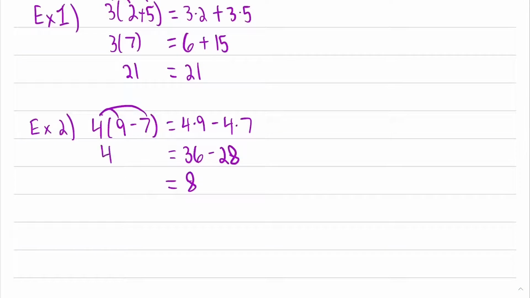Let's check and see if that's the same answer you would get the other way. 9 minus 7 is 2, so we did the parentheses first, and 4 times 2 makes 8. So with this example, whenever you have all numbers, maybe the distributive property isn't the best way to do it. This way it seems like it's faster when you have all numbers. But let's see if that's always true.